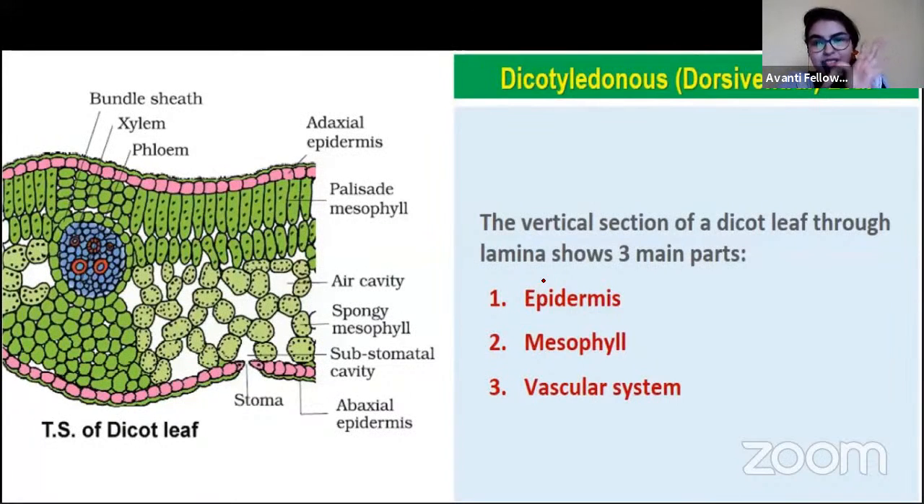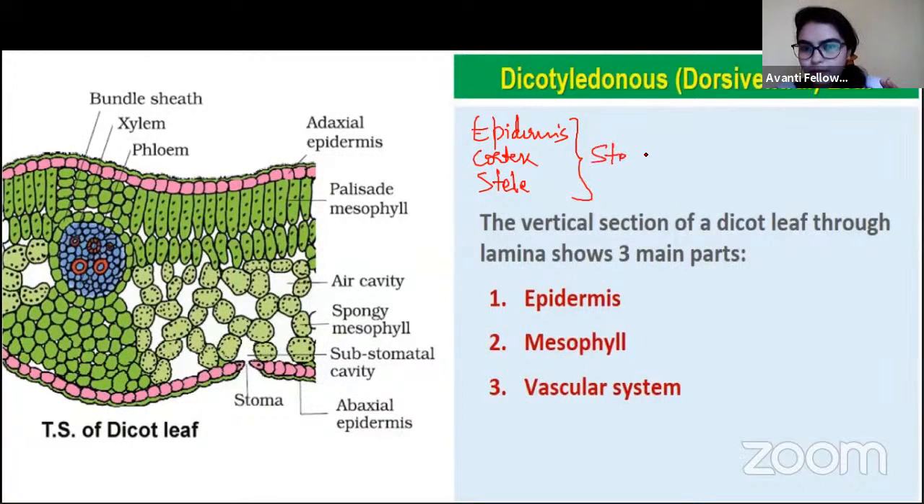So this in the case of stem and root. I hope you understood what I'm trying to say. So epidermis, cortex, stele. So this is how you explain the anatomy of stem and root. But in the case of leaf, there are three main divisions, or you can say vertical sections, that we need to explain: first that will be epidermis, second one will be mesophyll, and then vascular system. So this is how you explain the leaf.